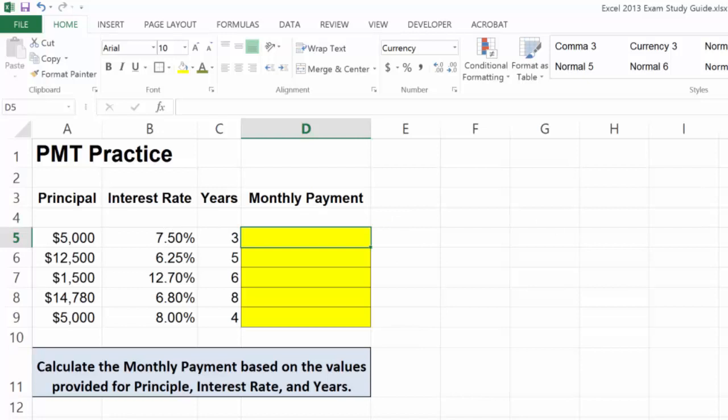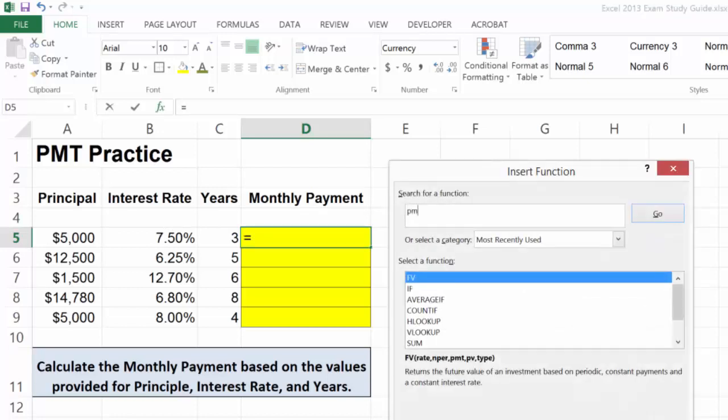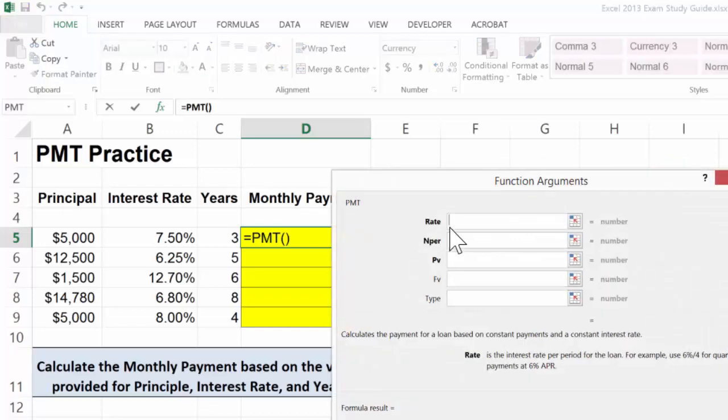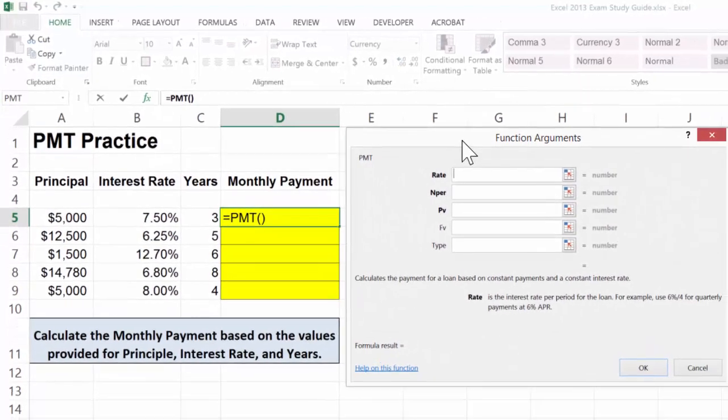We'll come up to more functions, and I'm going to just type in PMT. That's the payment function. So I'll bring up the function dialog box and move it over. And as you can see, it's very similar to the future value function. The rate is the interest rate per period, for example, 6%. Remember, we want to use the cell reference. So we're going to say B5 divided by 12. And the number of periods, we need to have this in months since we now have the monthly interest rate.